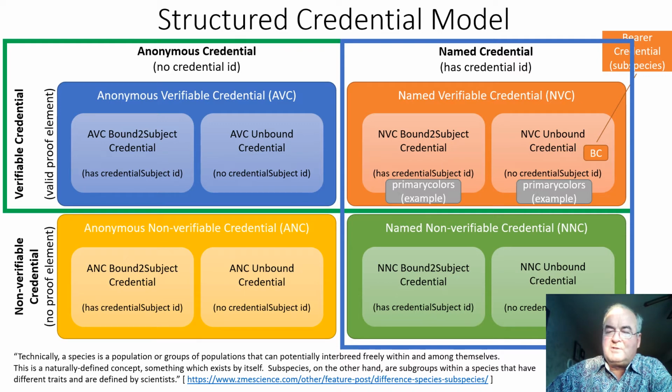An unbound credential doesn't have a credential subject ID, and so there's no inherent subject, it's just data. And if it's a named verifiable credential, it's data that has been signed by an issuer. It's just not associated with anything. So the primary colors examples are the best example of that.